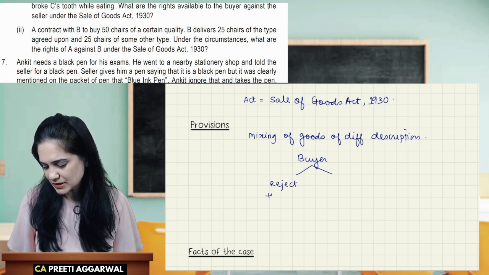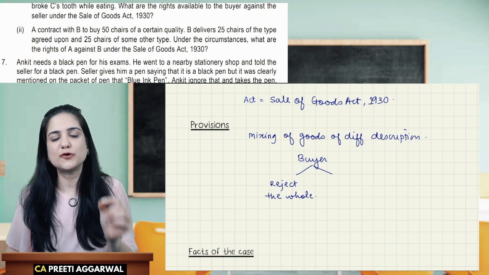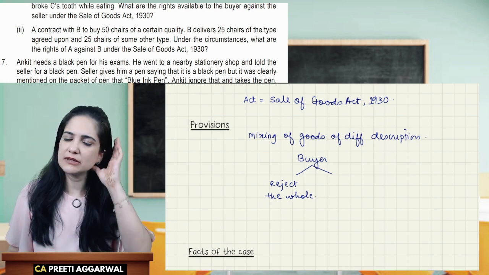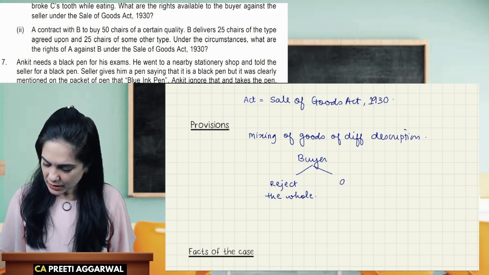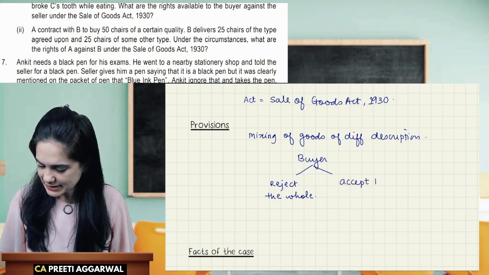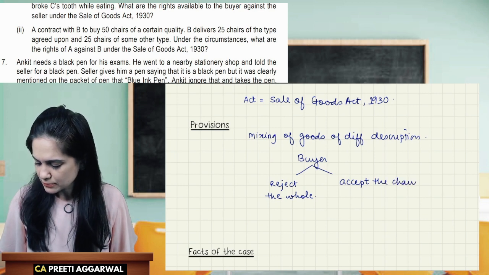He's a very crazy person. Reject the whole. He will ask the seller to bring the contracted quantity and the description. Or he's a kind-hearted fellow. He can accept the chairs contracted for.